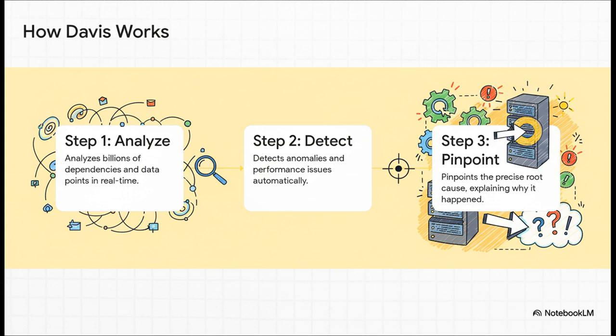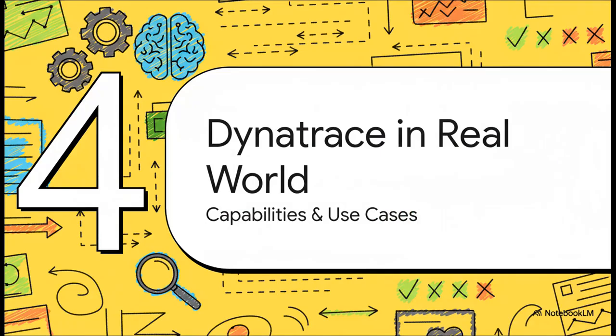When it spots something weird, an anomaly, it doesn't just scream, "Hey, something's wrong," and send you a vague alert. No, it goes way deeper. It pinpoints the exact root cause and tells you precisely why it happened. Okay, so that's the theory behind the AI, which is super cool.